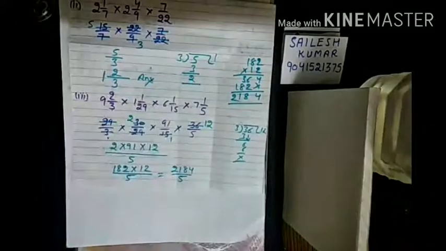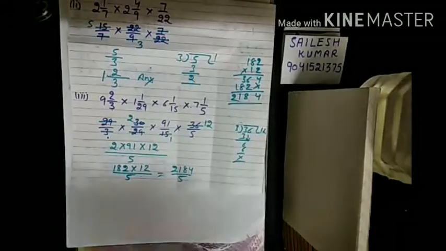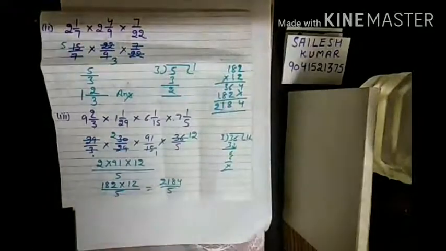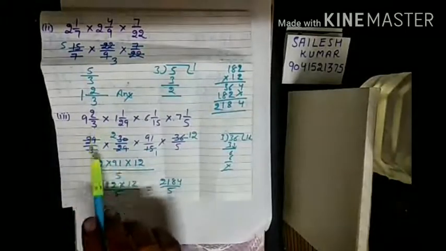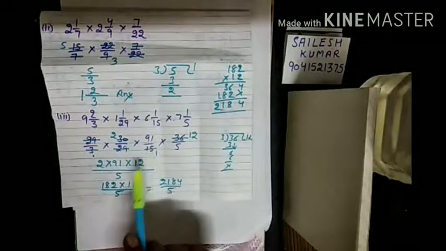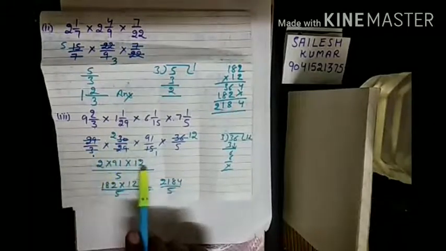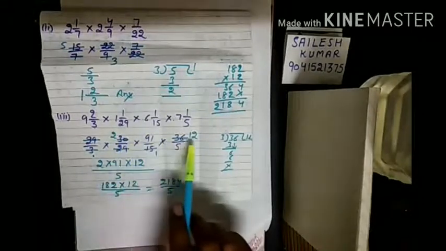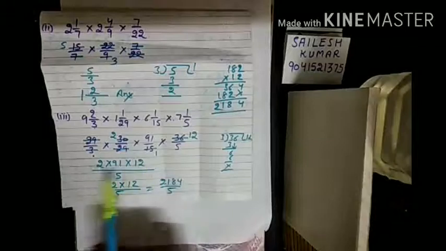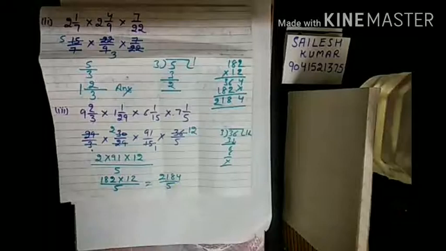Now, this is an improper fraction, but your question was in the form of mixed fractions. Therefore, we will convert this into a mixed fraction. You can see, first we convert this into an improper fraction, and after that the common factors are cut. After that we multiply the leftover factors in the numerator and denominator, and we reach 2184 by 5. Now we will convert this into a mixed fraction.